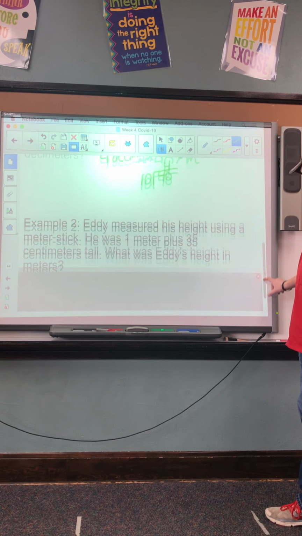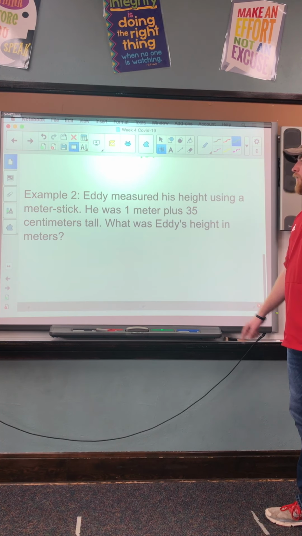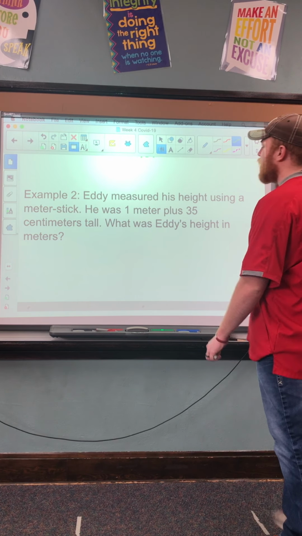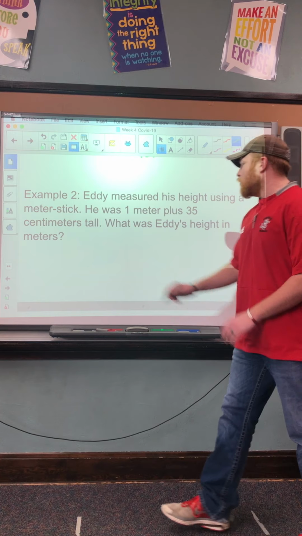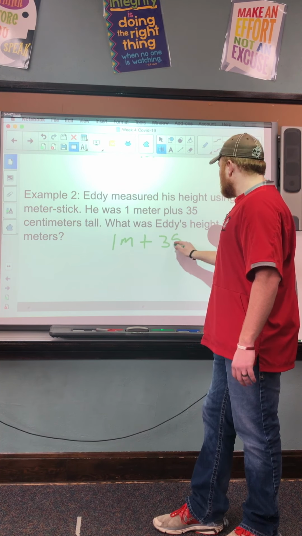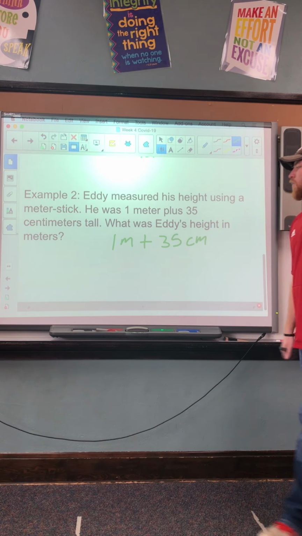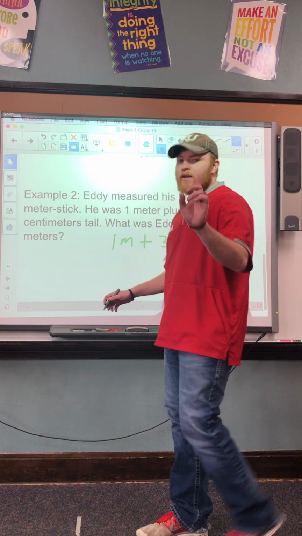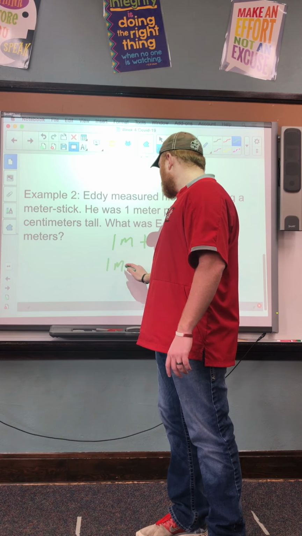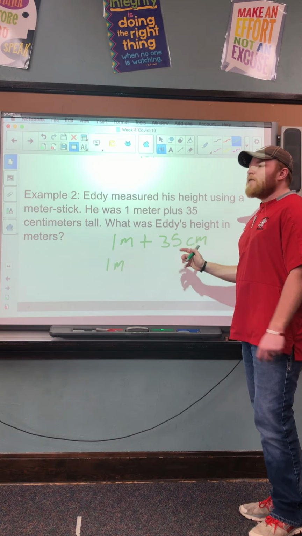All right, example 2, this is the last example actually. Eddie measured his height using a meter stick. He was 1 meter plus 35 centimeters tall. What was Eddie's height in meters? Okay, so we know he's at least 1 meter, and then 35 centimeters.